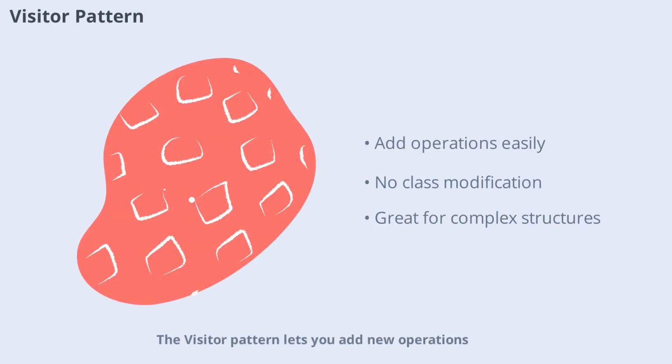The visitor pattern lets you add new operations to existing object structures without modifying their classes. It separates the operation from the object structure, making it easier to add new functionality. In Java, the visitor pattern is often used in compilers and interpreters to perform operations on complex object structures.